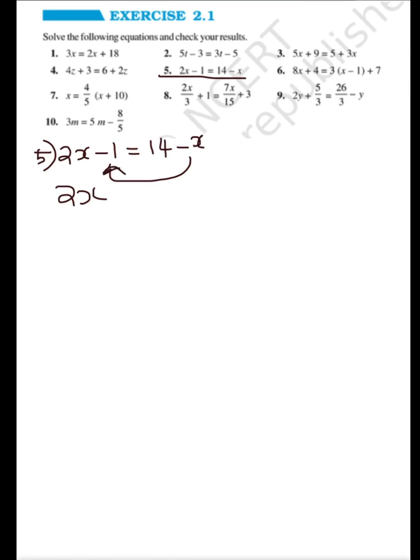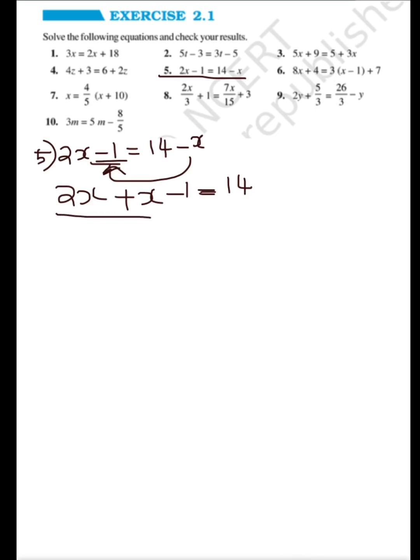So what? 2x, x is already minus sign. So if you are taking it to left hand side, what happens? It will become plus. Okay, minus if taken to other side will become what? Plus. So 2x plus x. Okay, what is remaining there? Minus 1 equals 14. Okay, you can write it like this.